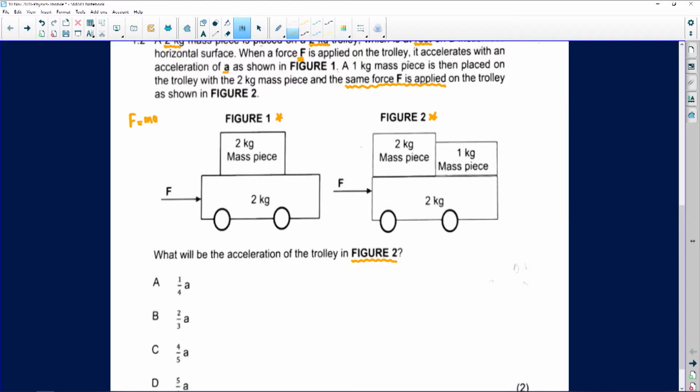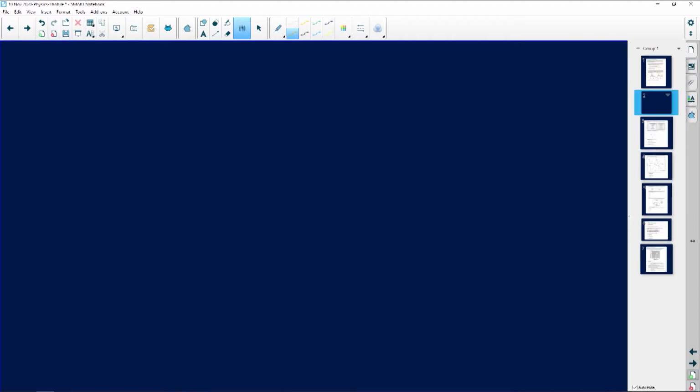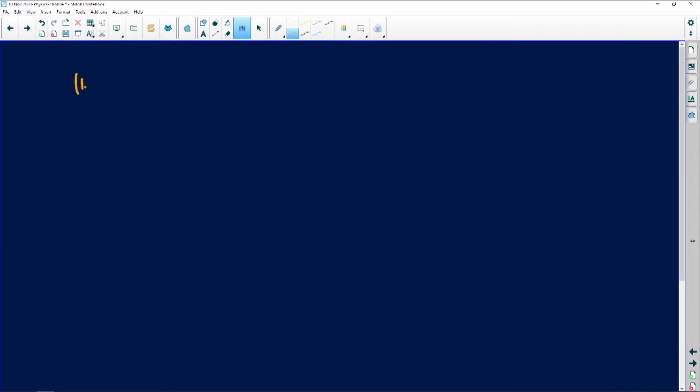Remember again, they apply the same force. For force, we use F is equal to ma, force being the product of the object's mass and acceleration. I actually want to add a slide here. So what you're going to do here, let me just name this as 1.2. I'm going to name this figure number 1. I'm going to name this figure number 2. Remember, with figure number 1, we had 4 kilograms. With figure number 2, remember we had a 2 piece, 1 piece, and the trolley being 2, which gives us 5 kilograms. Now, with figure number 1, we were told that a force is applied. Collectively, they made 4 kg, that was the mass, so F is 4 ma.